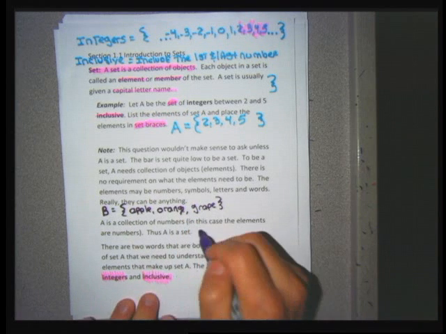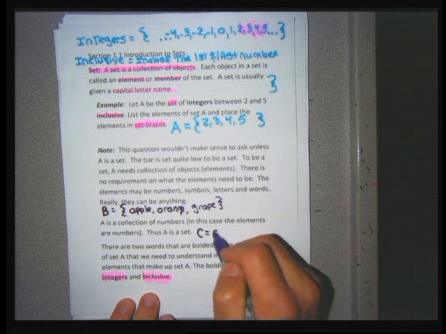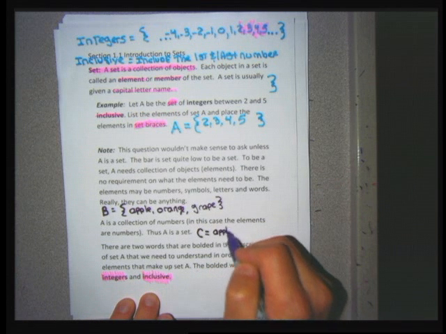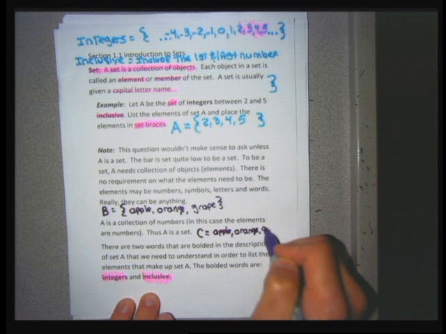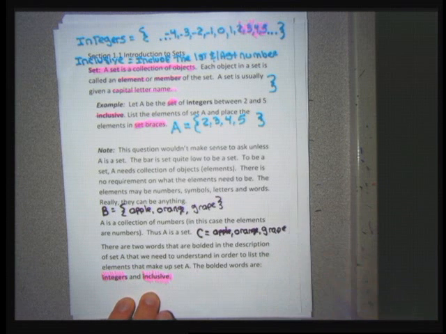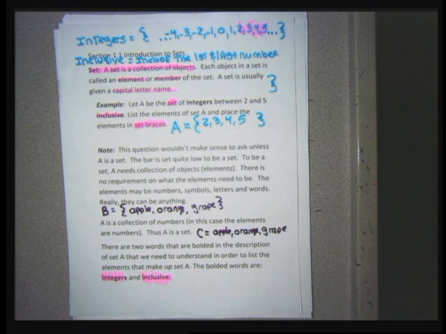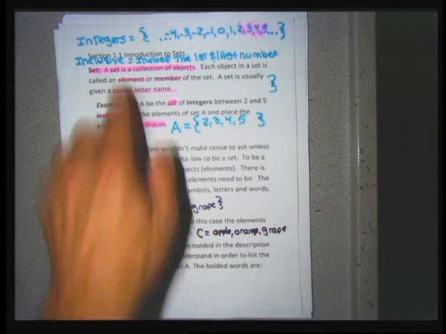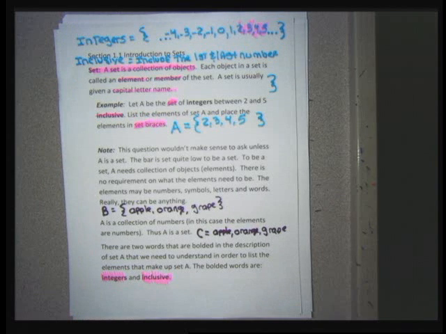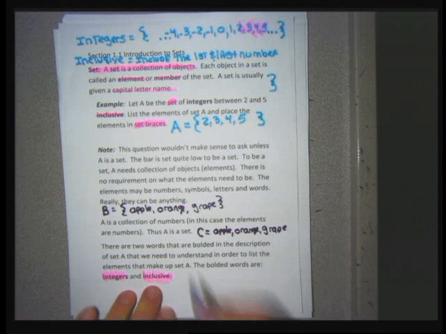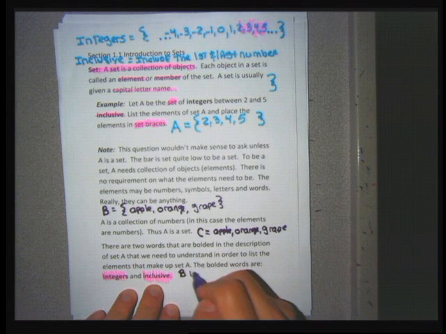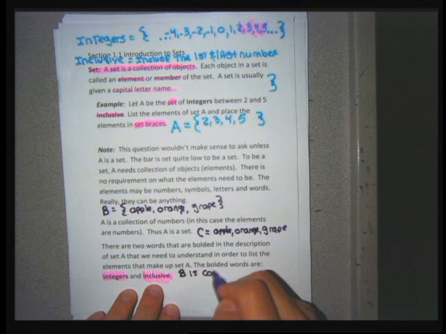If I wrote something like this, C equals apple, orange, and grape, it looks like the exact same thing, except I don't have the set braces. All of a sudden now C wouldn't be considered a set because you don't have the set braces, and now these fruits aren't considered elements or members. So to become a set, you have to have set braces. If you don't have set braces and you still have a capital letter and an equal sign, this is not a set. So B is considered a set, while C wouldn't be.